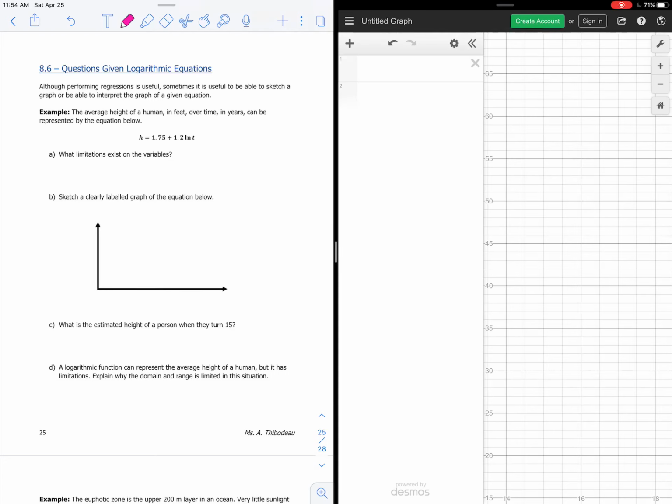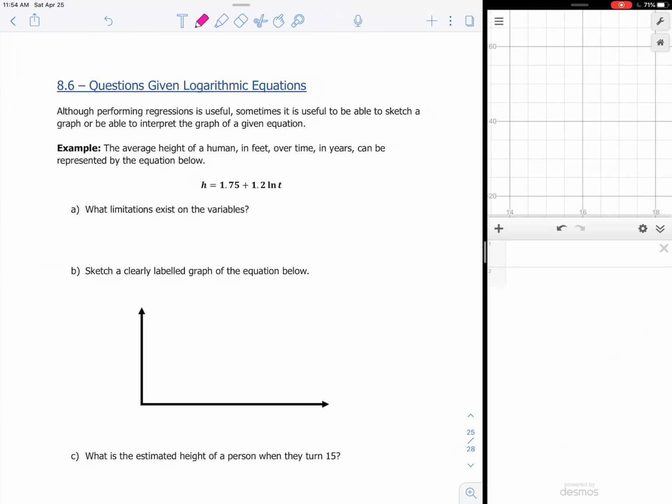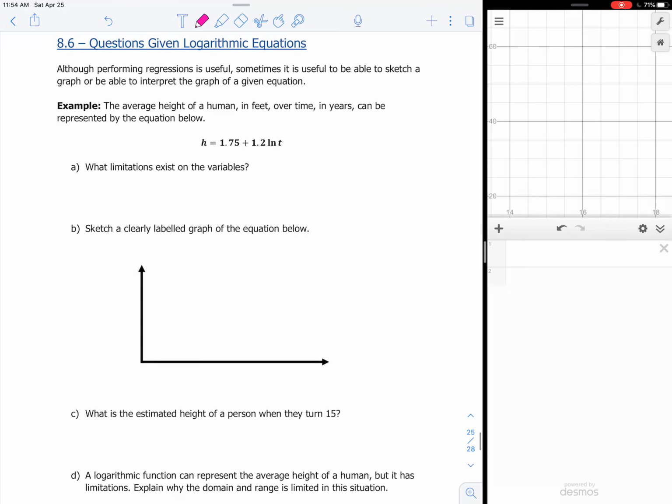Alrighty, we are on our last section of the chapter 8.6, questions given logarithmic equations. Sometimes performing regression is super useful. Sometimes it's also useful just to sketch a graph or to interpret it given that graph and a situation. So that's what we're going to work on today. We have a couple of examples to get through, and then that's it for chapter 8.